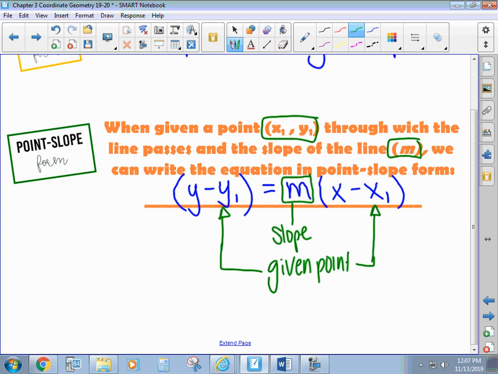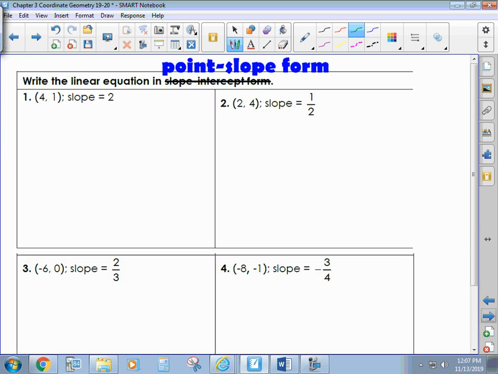All right. I believe we're going to start practicing. It says write the linear equation in slope intercept form. We're not going to write them in slope intercept form. We're going to write them in point slope form. So, you just wrote that point slope form as y minus y1 equals m times x minus x1.